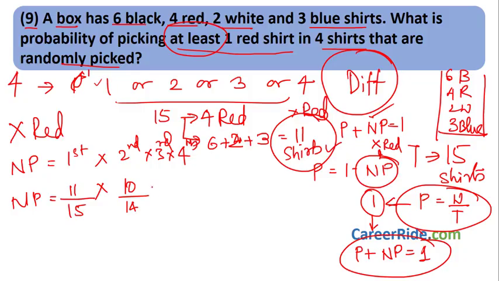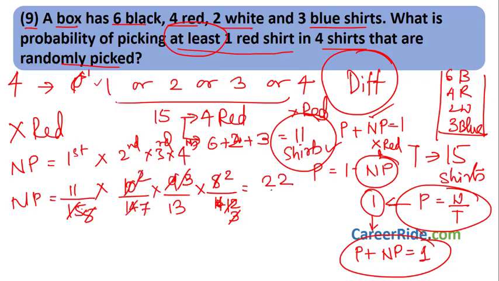This is the second non-red shirt. Now I choose the third non-red shirt. Already 2 are in my hand, so 11 minus 2 is 9, divided by 13 because 2 shirts are in my hand. Then 8 divided by 12 for choosing the fourth non-red shirt. Now what do I get over here? Simplifying, it comes out to be 22 upon 91. This is the probability of not choosing even one red shirt, right?